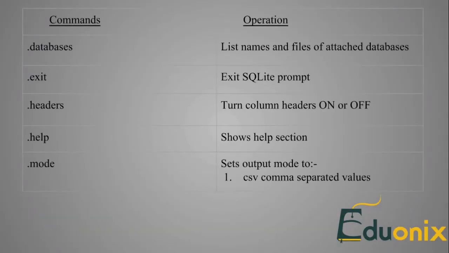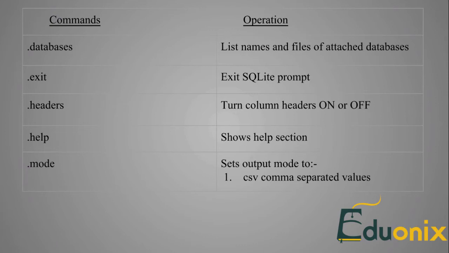So one is .databases. It is used to show the list and files attached to the particular database. .exit is used to exit from the command prompt. .headers is the command to show the name of the headers, that is the column name. .help is the commonly used help command which is used to explore the different dot commands that are available under the system, like a help section in other interfaces.